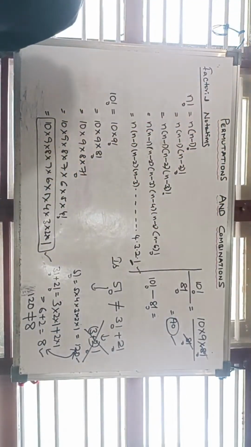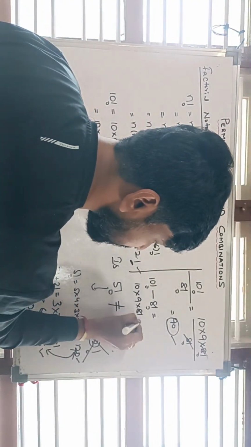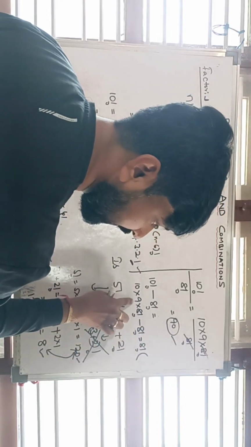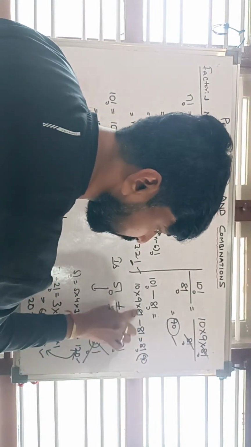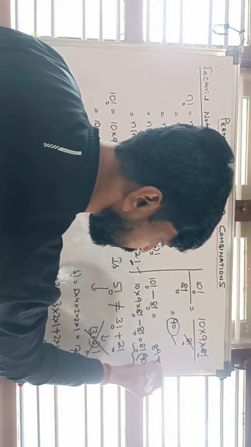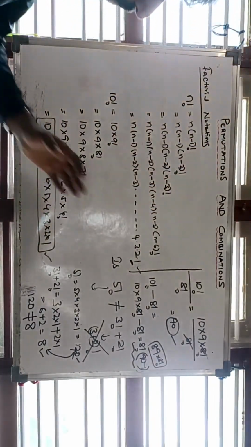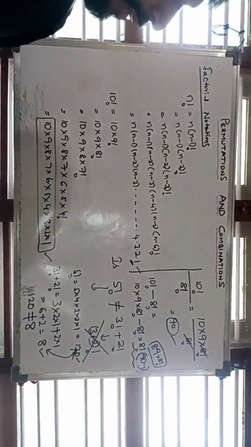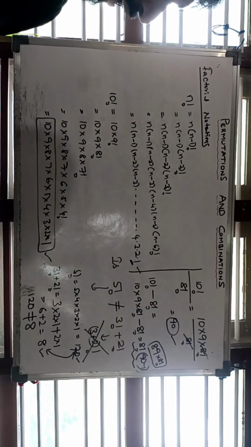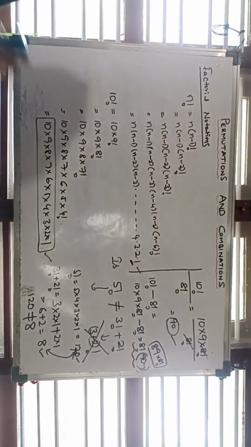Similarly, they will ask 10 factorial minus 8 factorial. 10 factorial can be written as 10 into 9 into 8 factorial, minus 8 factorial. Then take 8 factorial as common. 10 into 9 is 90, and since 8 factorial is common, minus 1. The final answer is 90 minus 1, which is 89 into 8 factorial. This is your answer. So these kinds of questions are very easy to evaluate by using factorial notations. I will discuss a few more questions. Look carefully.